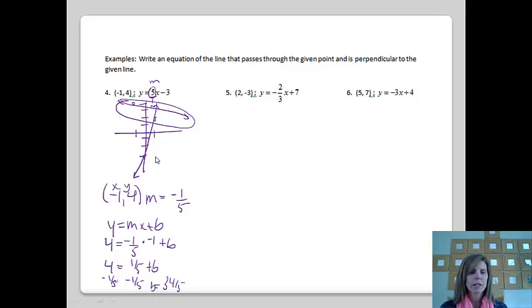So the equation of my line, I'm going to come right up here and write it. y equals my new slope, -1/5 x, plus the b, plus 3 4/5. So that would be the equation of this line right here.